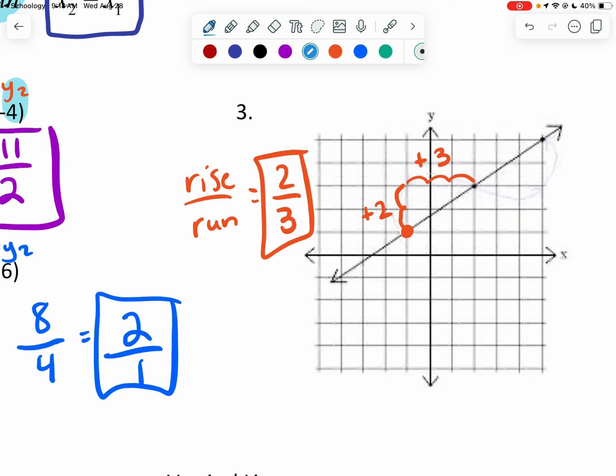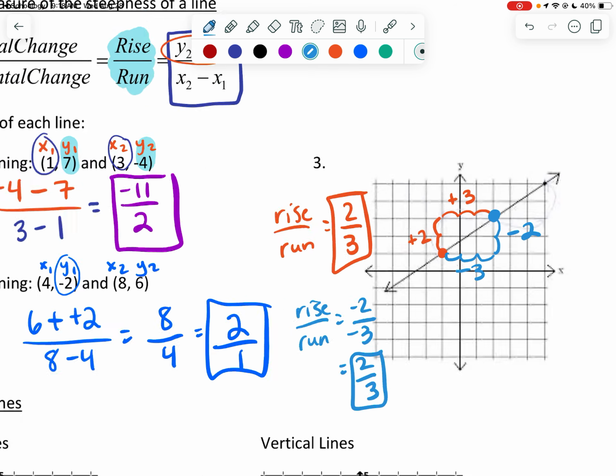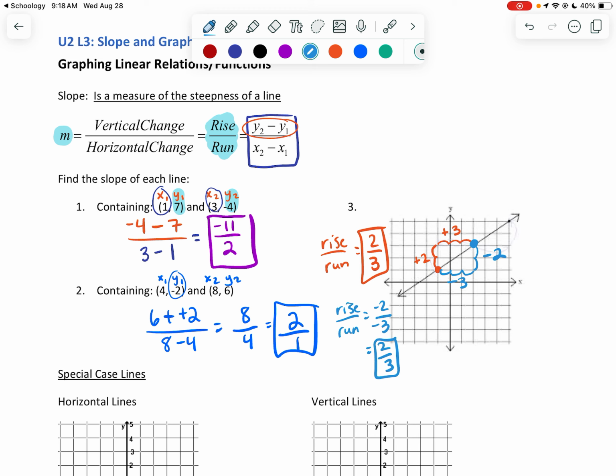Okay, it's the same thing as if you went the other way. If I started from the top point, you do rise first, and your rise could be going down. That would mean -2 over left 3. So your rise over run would be -2 over -3. Well, 2 negatives still make it positive, so you get the same thing. Okay, so know how to find slope both of those ways.